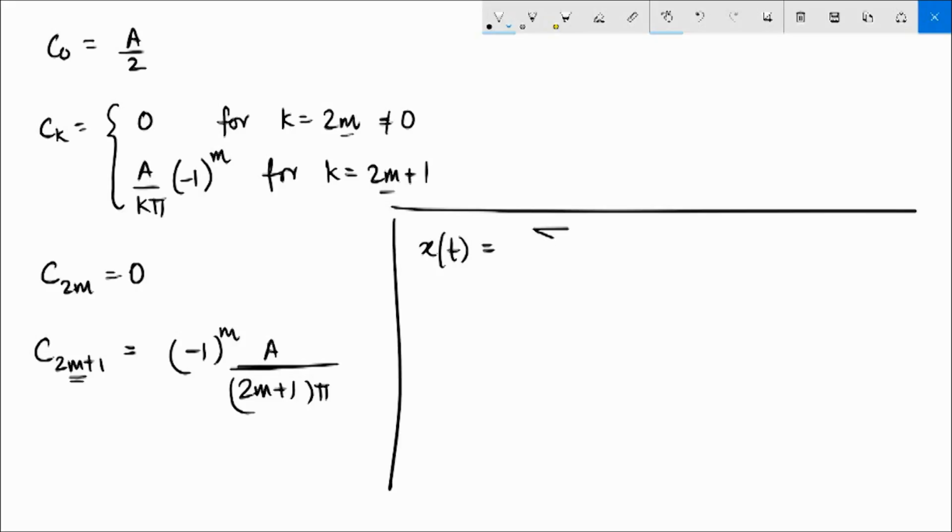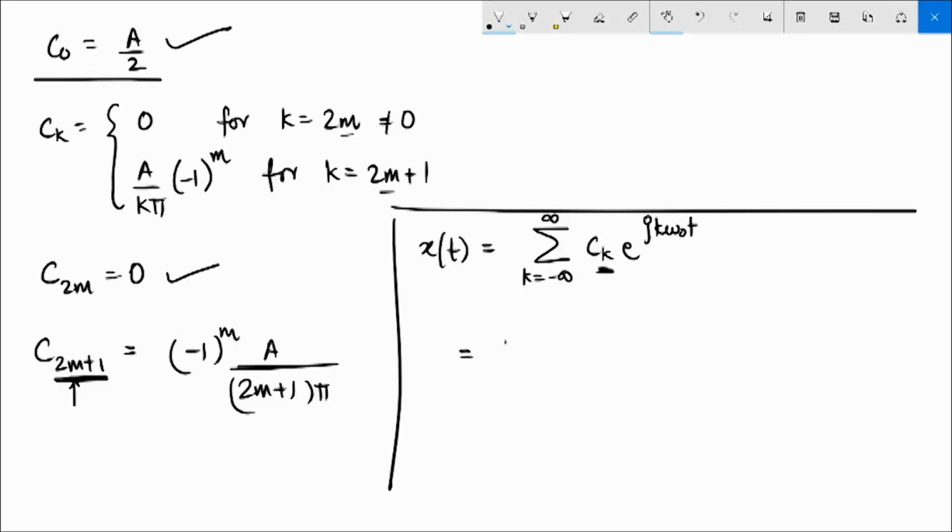xt is equal to the summation of ck e to the power j k omega naught t, where k would vary from minus infinity to infinity. If I just look at c0 where k is equal to 0, I have that value as a by 2. All the even values of k, that means k of the form 2m, they are all 0. That means they do not feature in my summation anymore. What features is all the odd values of k, but I cannot write a summation in terms of k by specifying odd values of k. So I need a change of variable so that the summation includes all possible values of the integer.